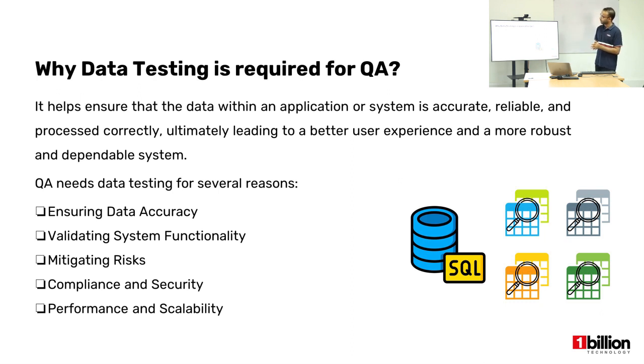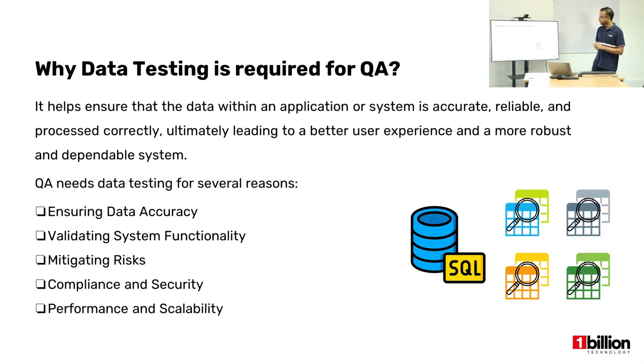Those are mostly ensuring data accuracy, validating system functionality, mitigating risk, compliance and security, like I mentioned, and also the performance. On that part, ensuring data accuracy means that as QAs we can prevent issues that could arise from incorrect and inconsistent data. In order to avoid that, we need to verify data inputs and outputs within the system by performing data validation.